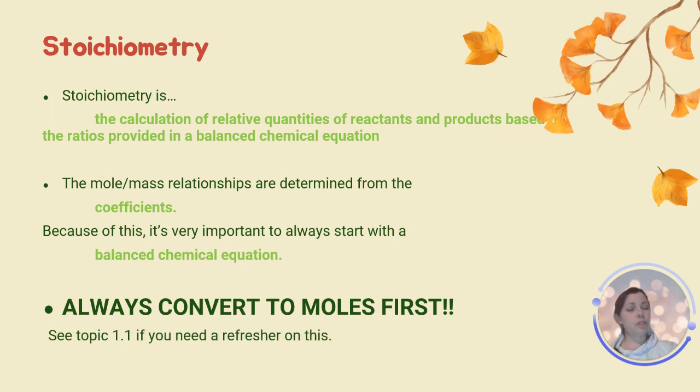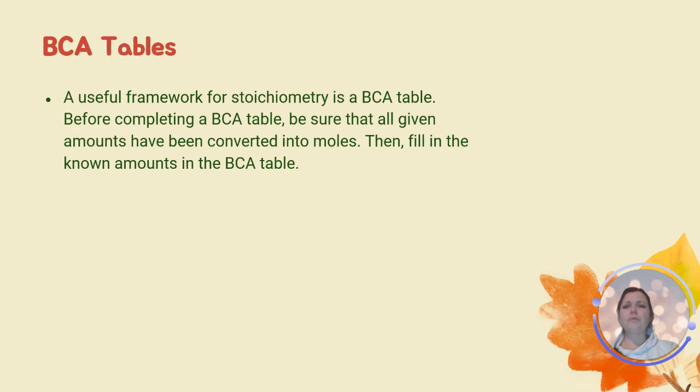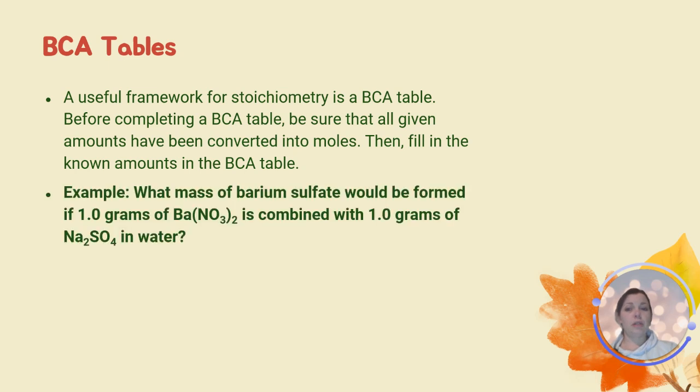And if you need a refresher on this, topic 1.1 is where you can go back in the course to find a review on that. So we're going to use a model called BCA tables. It's a useful framework for stoichiometry. So first of all, before you complete your BCA table, you need to make sure that everything that's been given to you has been converted into moles.